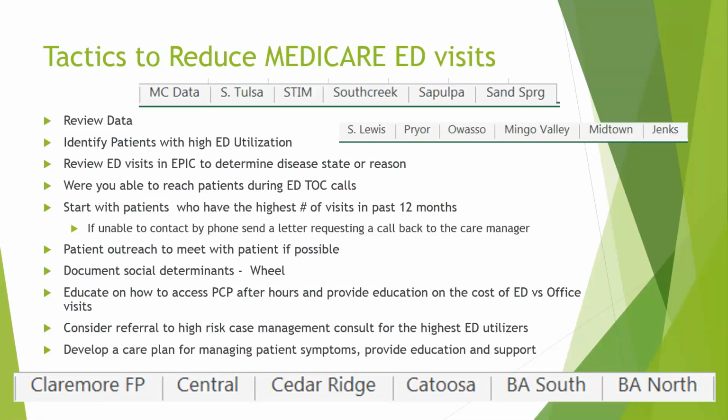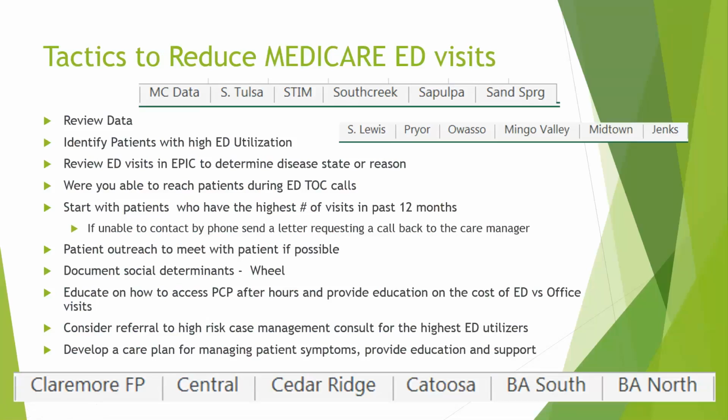This particular patient happened not to be a Medicare patient, but had frequent visits to the emergency room because of a cardiac condition. And what I saw was that we were making contact, attempting to make contact, but probably our last 8 TOC calls ended up with we were unable to contact the patient. The patient did not answer their phone, and we were not able to reach them directly. So if you're running into this issue in your practice, I'd like for you to consider sending a letter to the patient and requesting them to call you back and discuss their ED visits.